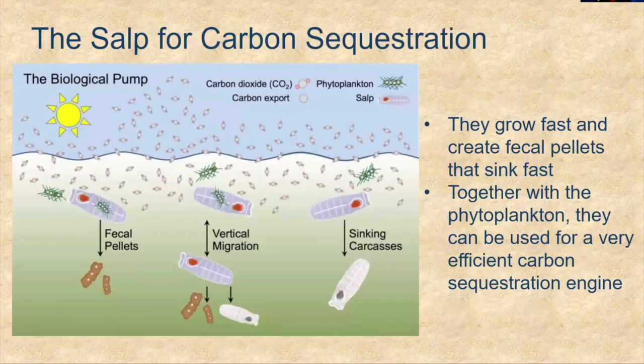So, how can the salp be a carbon sequestration agent? They grow really fast, doubling in size in just a few hours, and they create fecal pellets that are really dense. When they eat the phytoplankton, they act as a very efficient carbon sequestration.